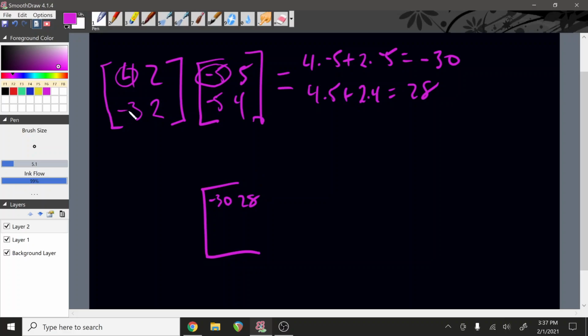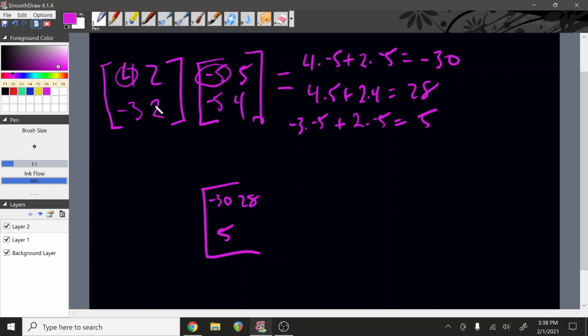And then here we're going to do row 2 against column 1 now. So it's going to be -3 times -5 plus 2 times -5. So that is going to be -15. Actually, that's positive 15. So 3 times 5, positive 15 minus 10. So that's going to be 5. There's going to be a 5 here.